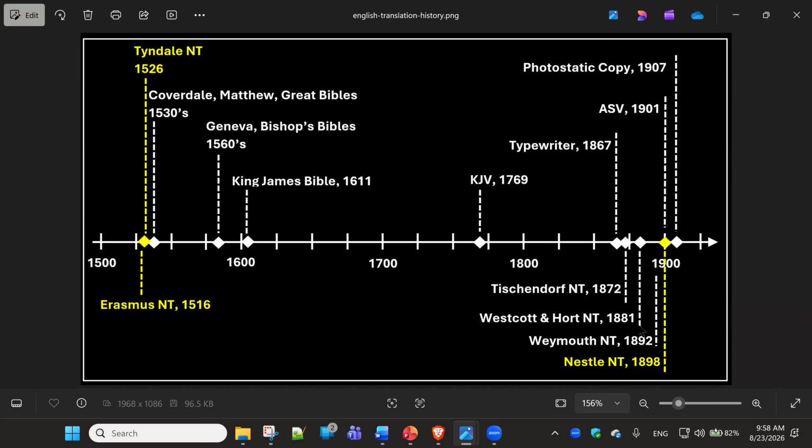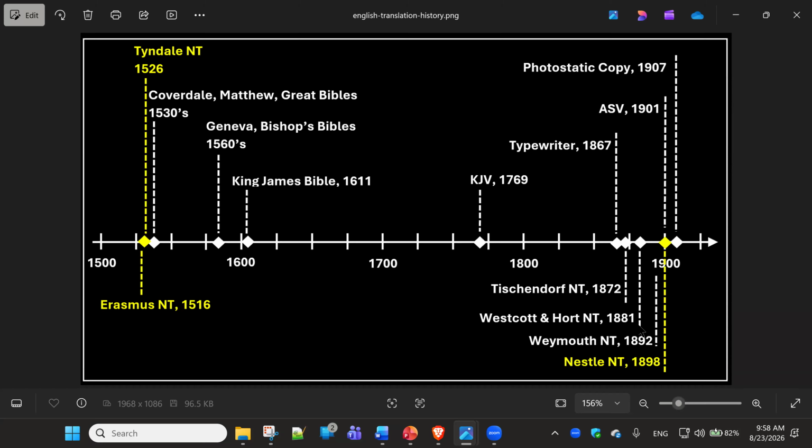Now it's going to go through revisions, and it's going to go through 20 of them, but not based on the oldest manuscripts, based on what they already had. Those 20 editions are going to be based on the previous Nestle's.